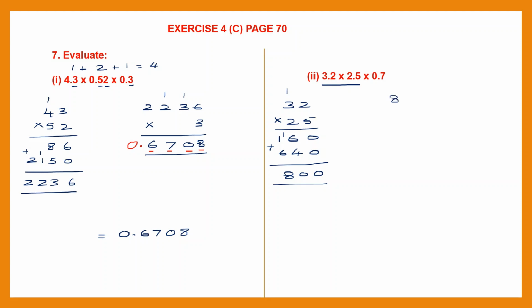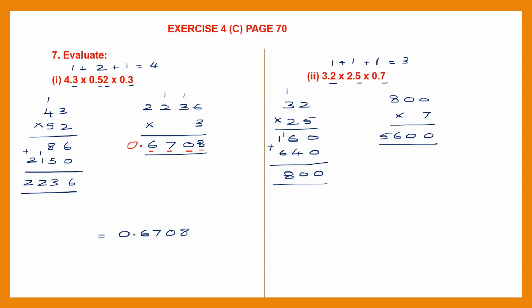Now let's multiply 800 with the next number, that is 0.7. Ignore the point and multiply. 7 zeros are 0, zeros are 0, 7 8s are 56. So now we have 5600. Now let's go back to the question and count the number of decimal places. Here there is 1, then here also we have 1 and here we have 1. So 1 plus 1 plus 1. So we have 3 decimal places.